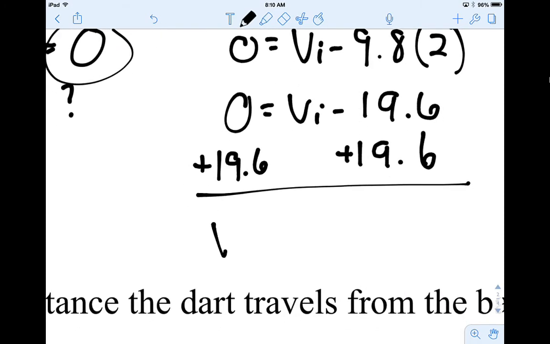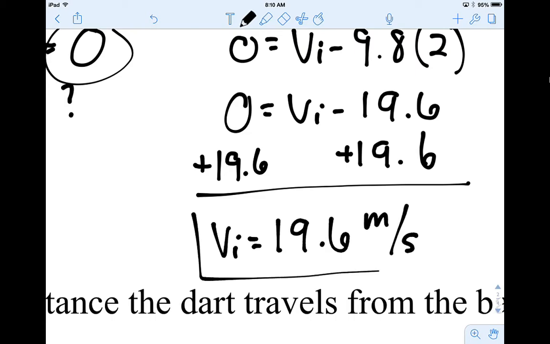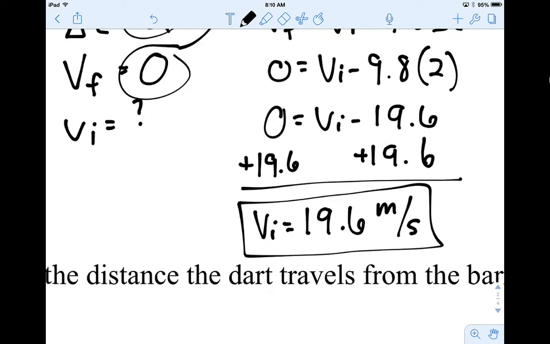So I'm going to end up with Vi equals 19.6 meters per second. Don't forget your units. Write it on your card. Don't forget your flipping units.